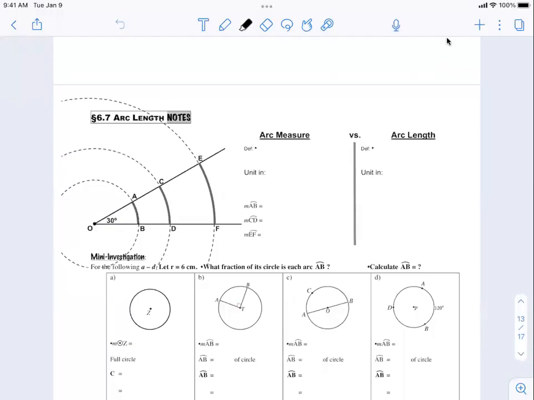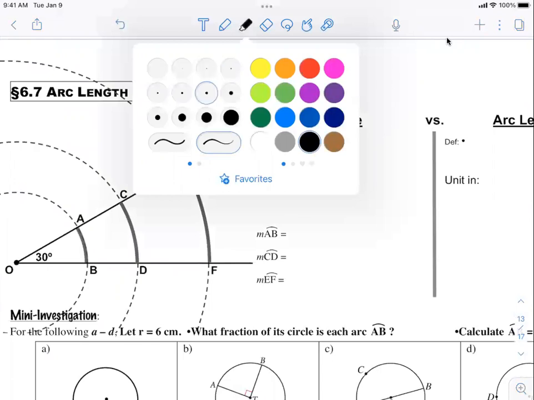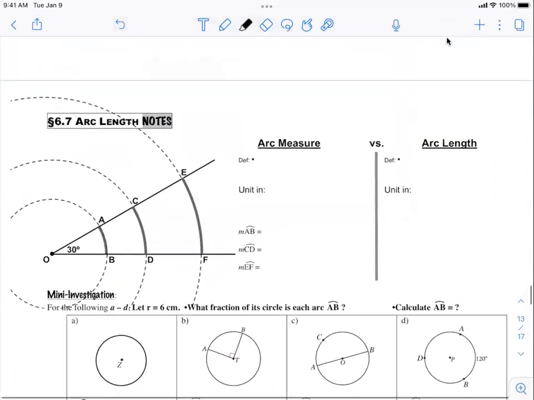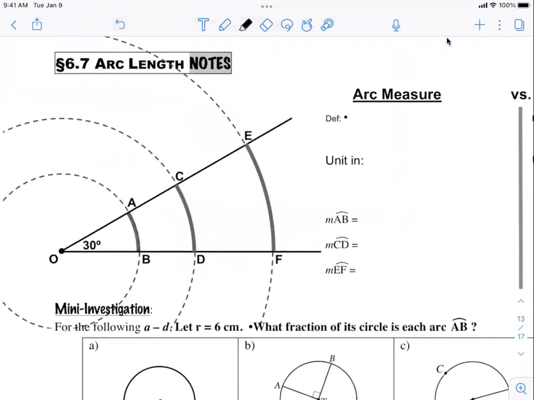Let's take a look at 6.7 arc length notes. So arc length is going to be talking about how long is an arc. So we're talking about right there, for instance. So how long is this arc? You can't measure it with a ruler because it has a curve to it. So how are we going to do that? Well, it's going to have a lot to do with central angles and some fractions.